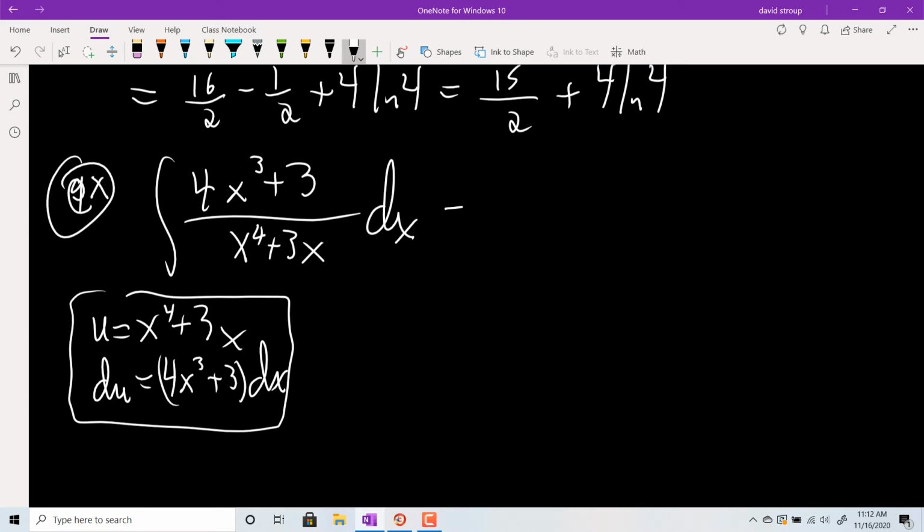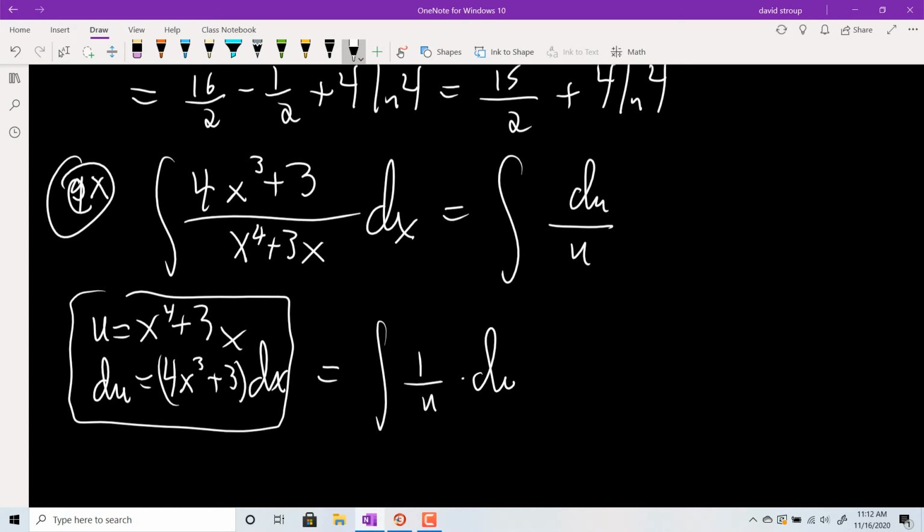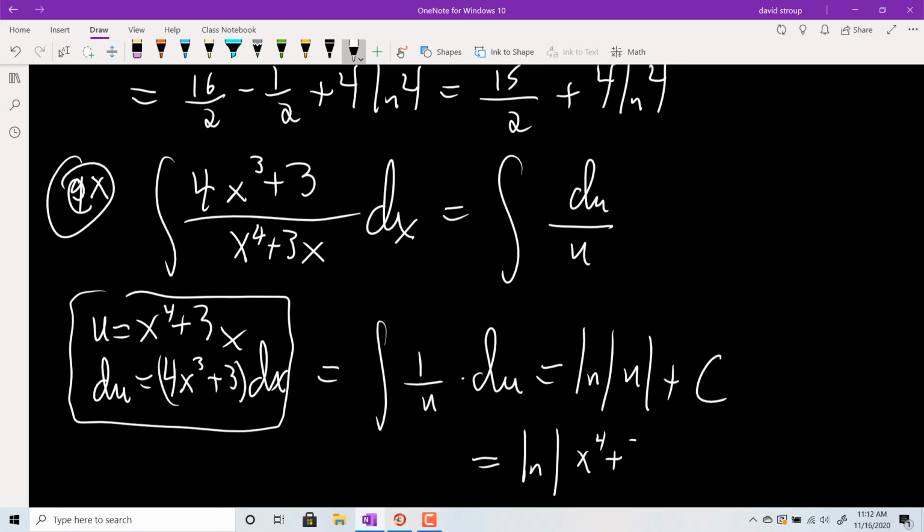So we could rewrite this as the integral of du all over u, which is the integral of 1 over u times du. Oh, yeah, that's obvious now. So that's going to be equal to ln of the absolute value of u plus c, and then you back sub. So ln absolute value of x to the 4th plus 3x, plus c.